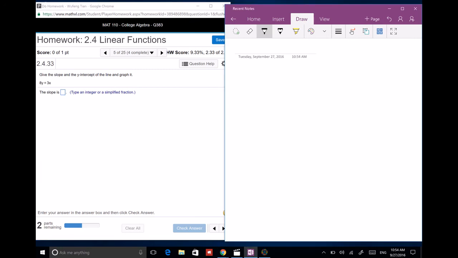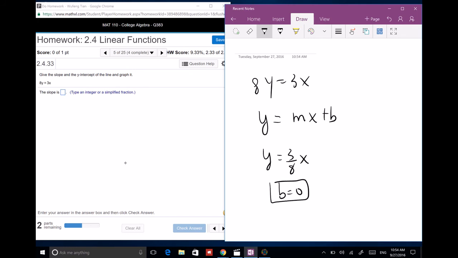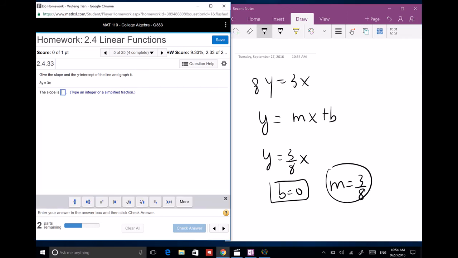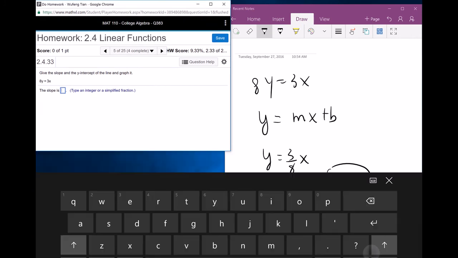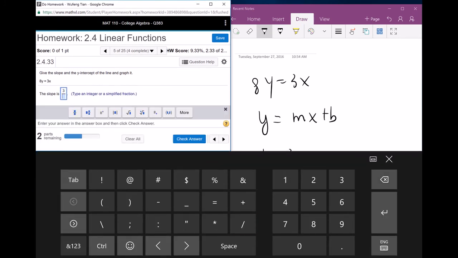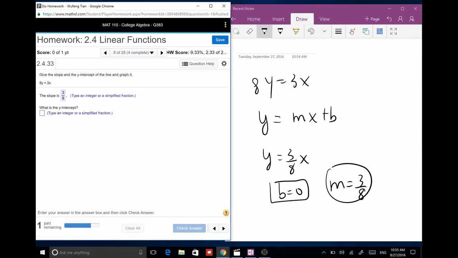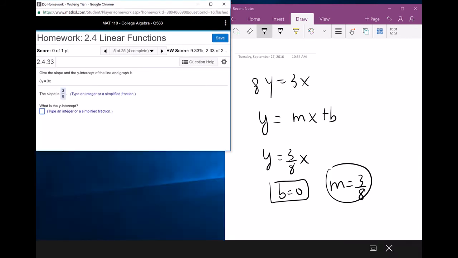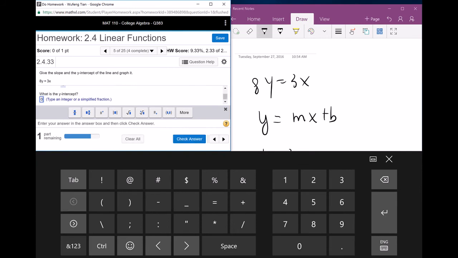Number 5, given the slope and the y-intercept, and 8y equals 3x. Slope-intercept form is y equals mx plus b. So here y equals 3 over 8 x. We get the intercept b equals 0 and the slope equals 3 over 8. So what you do is just type in 3 over 8 here. What's the intercept? What's the slope? The intercept is 0, we don't have an intercept here.